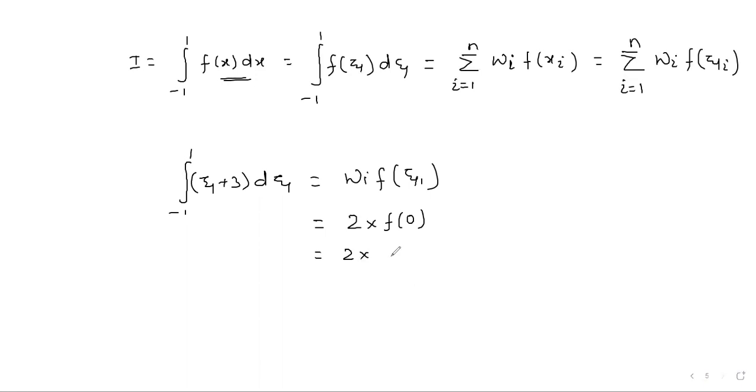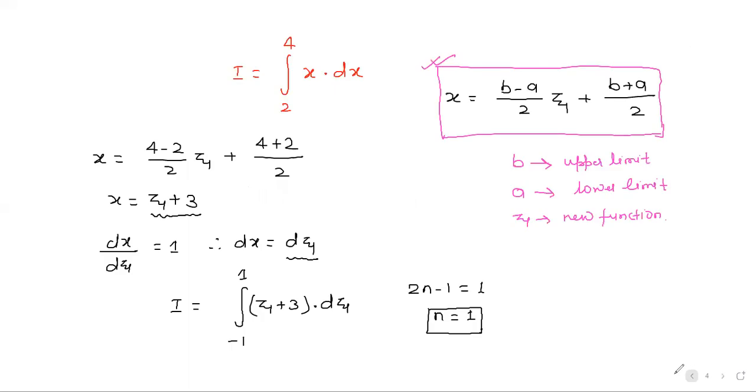So equal to 2 into the function. The function is theta plus 3, so in place of theta the value will be 0 plus 3. So the answer is going to be 3. That's it. This is the solution of this type of problem. So basically, what I have done is changed the limit by changing the function. I have changed x in terms of theta, and dx in terms of d theta. How will you get x in terms of theta? By using this relation, which you have to remember. The second thing you have to remember is that we will always use dx by d theta is equal to 1. So just put everything here.